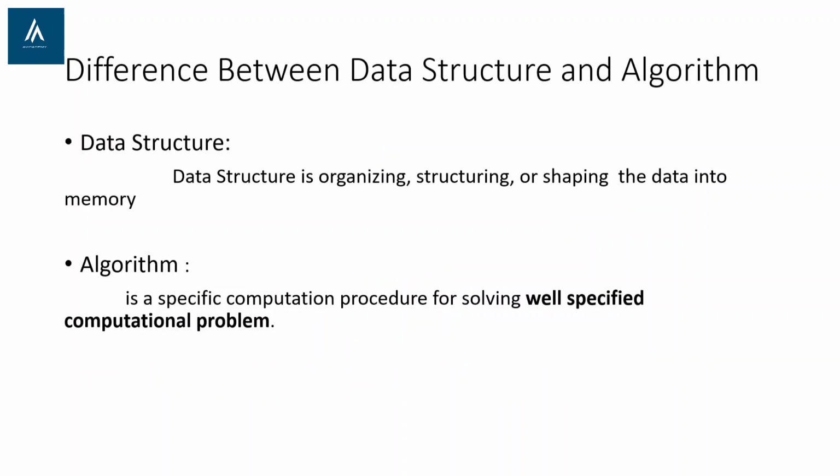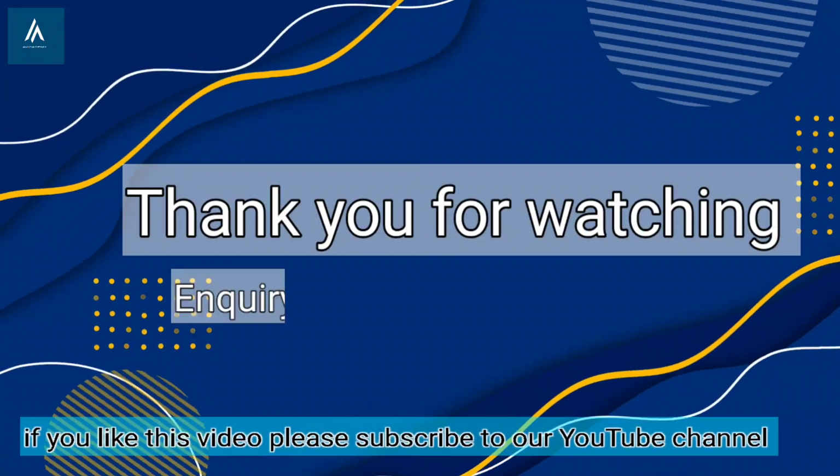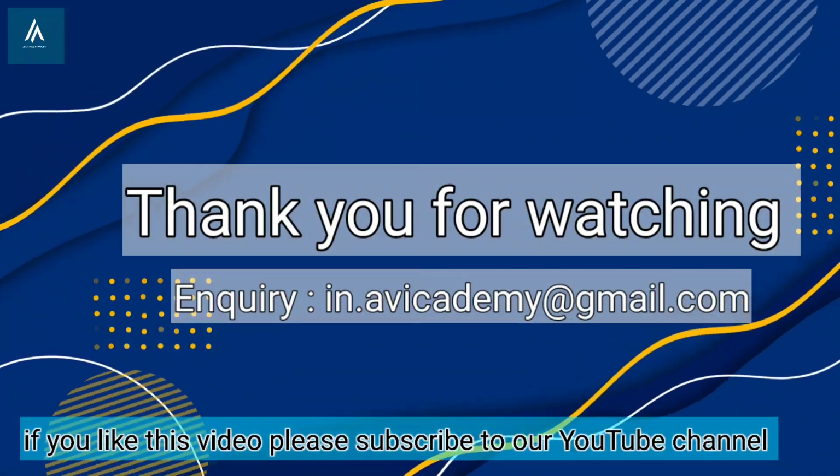Now I'm coming to the difference between data structure and algorithm. A data structure is once again about organizing, structuring, or shaping the data in memory. So your data structure is dealing with memory, and an algorithm is a computational procedure for well-specified computational problems. Well specified means there will be a predefined relationship between the input and output data. Clear? I think this video is helpful to understand the concepts of data structures and algorithms and the difference between them.